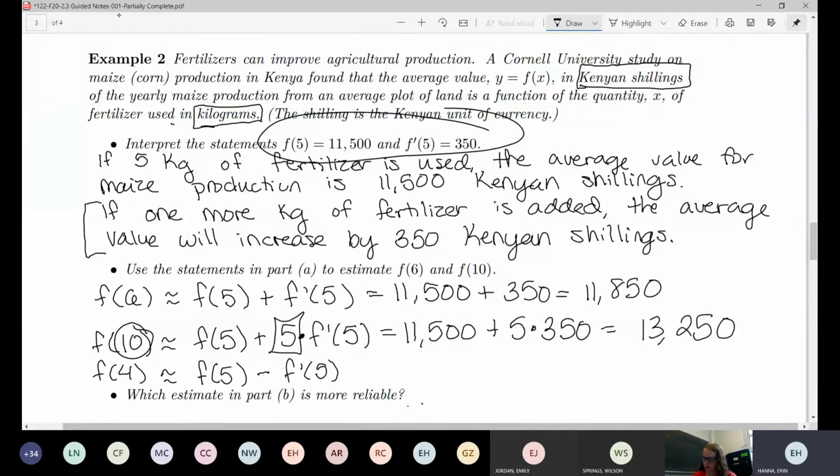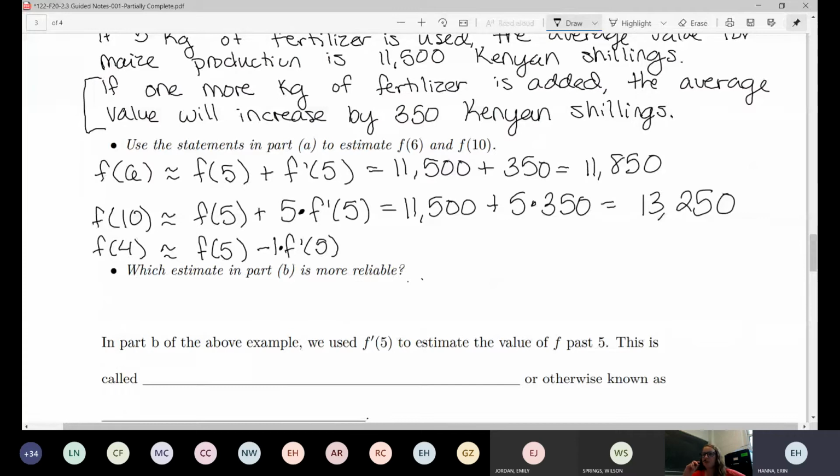So let me kind of clean that back up a little bit. I'm going to leave that 1 there, just for giggles. So which one of those numbers, not considering f of 4, because that was like a little extra piece, would be more reliable? Well, between f of 6 and f of 10, f of 6 would be way more reliable than f of 10. Essentially because 6 is closer to 5.